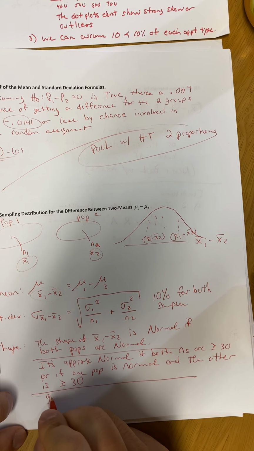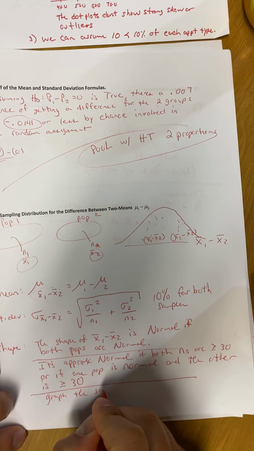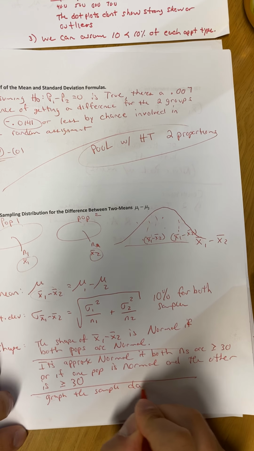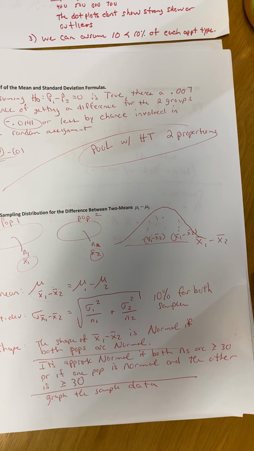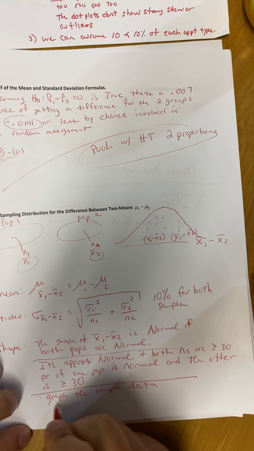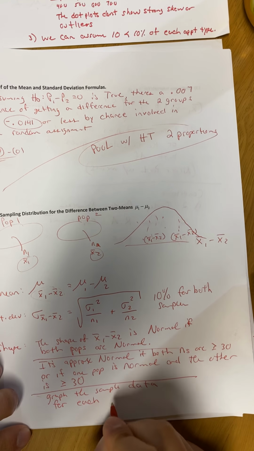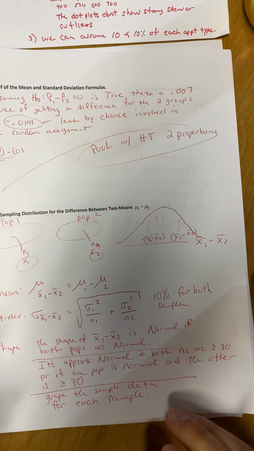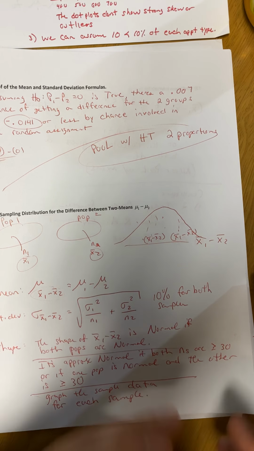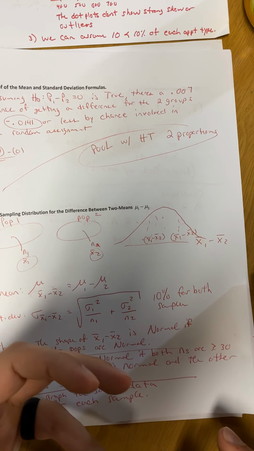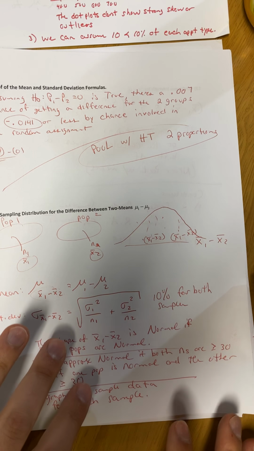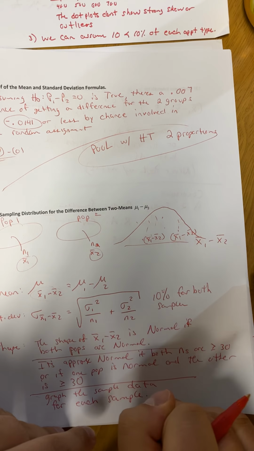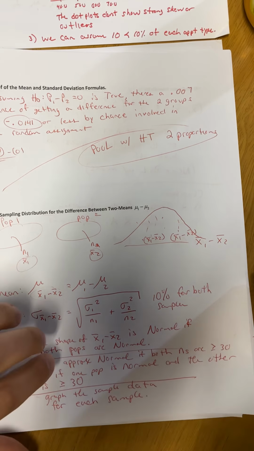So we could also graph the sample data, because we're dealing with a t-distribution. So for each sample, if one sample looks okay, you know, without skew or outliers, we're good. If the other sample looks okay without skew or outliers, we're good. So we can use those samples to kind of generalize and say, all right, if those samples are okay, the population is going to be okay.